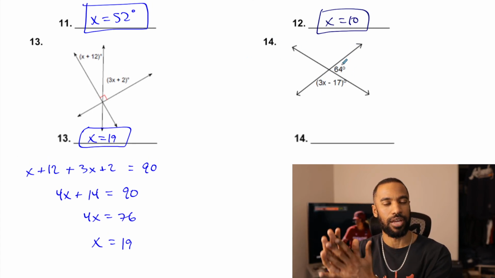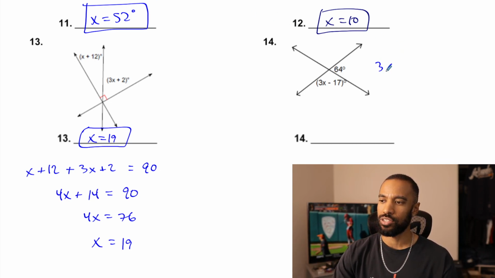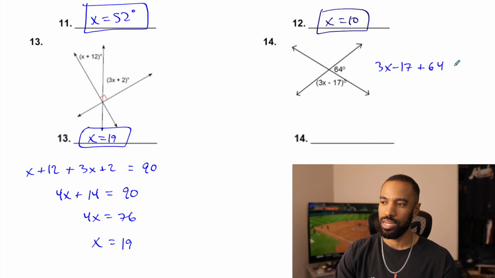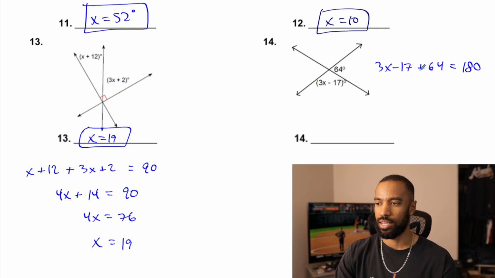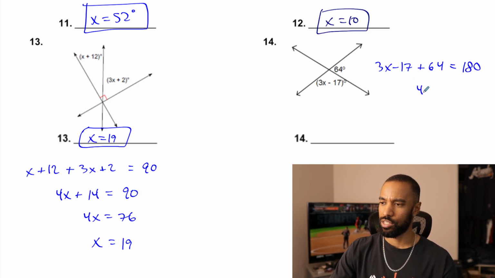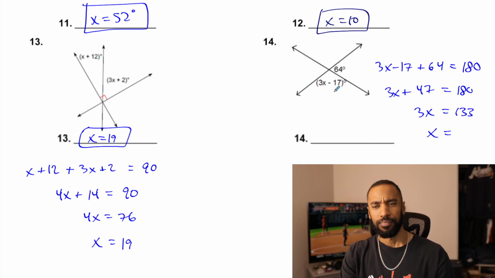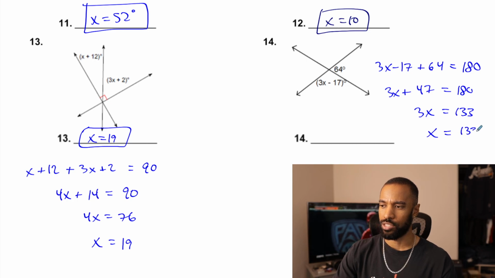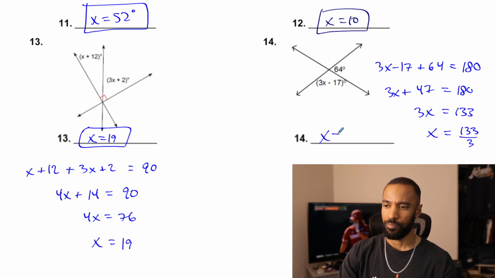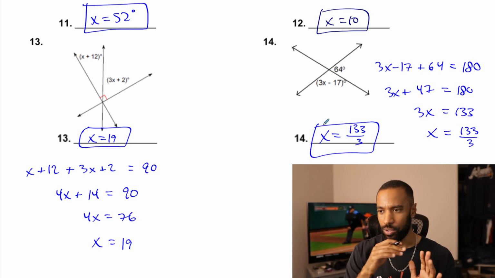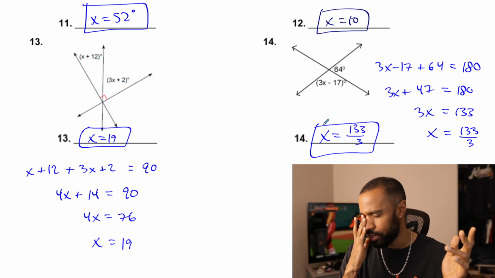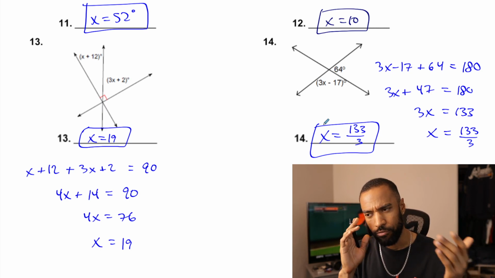This is a linear pair. They are supplementary. 3x minus 17. They left us with an easy problem at the end. They add to 180 here. 64 minus 17 is 47. 3x plus 47 equals 180. Subtract 47, you get 3x is 133. Divide by 3. I don't think that divides by 3 very fairly. So it's 133 over 3. I'm going to leave it like that because it can't reduce. If you want the approximate or the mixed number version or whatever, it's 44 and a third, I think.